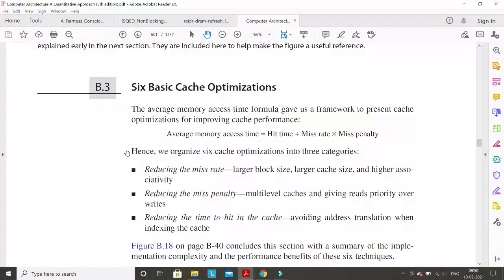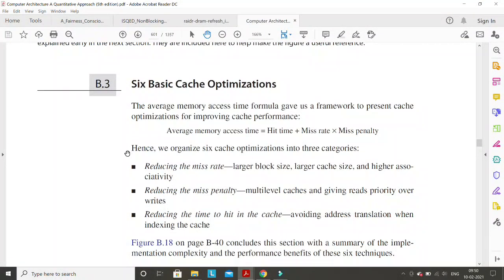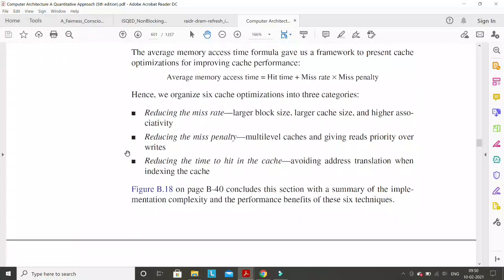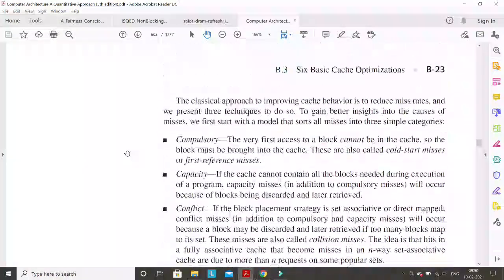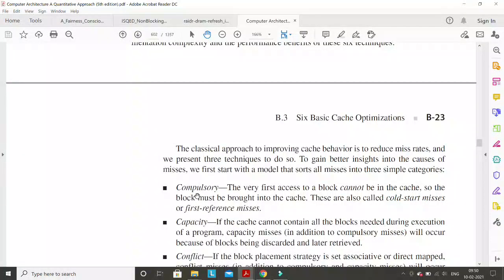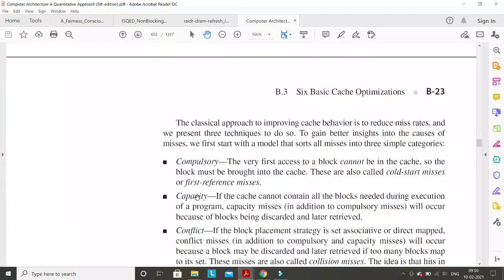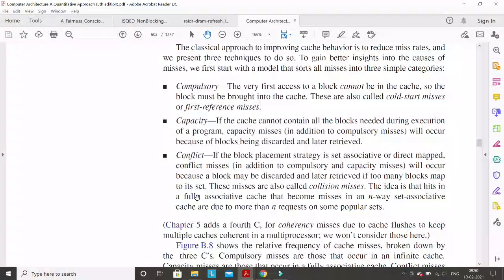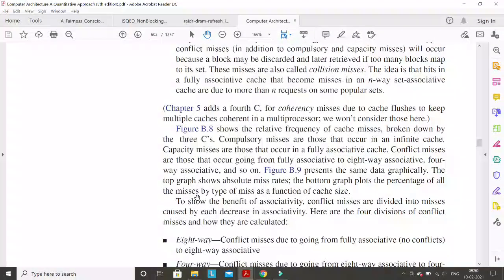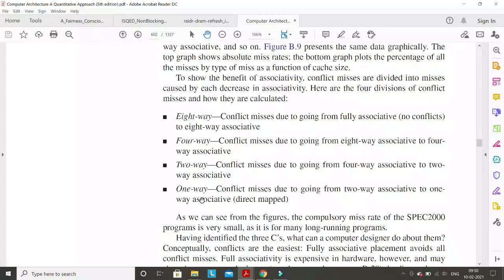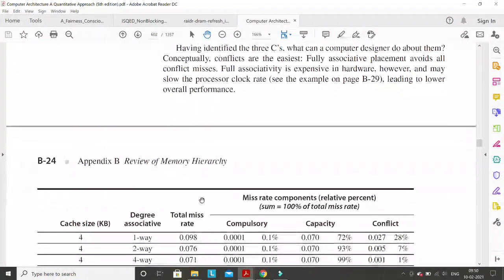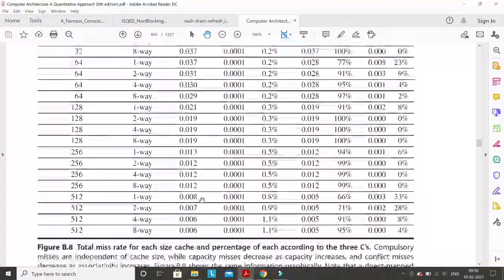Then starting from the six basic cache optimizations, before that there are some basic concepts regarding misses: compulsory miss, capacity miss, and conflict miss. Try to understand them. I have already explained all these things, but if you want to understand them in more detail, read from here what is two-way associative cache and all these things.